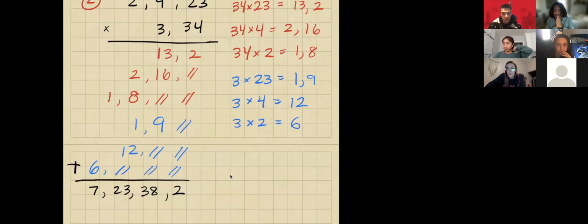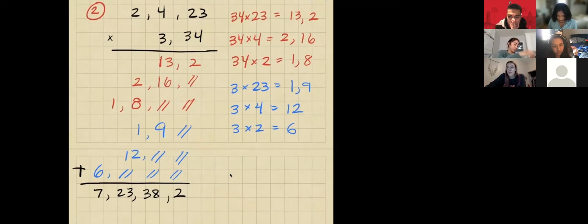Two ways to skin a cat. I shouldn't say that. I have a cat. But anyways, the same idea here. I don't know which method you prefer, but they both work. I just thought I'd show you what that looked like so that you can have some idea.